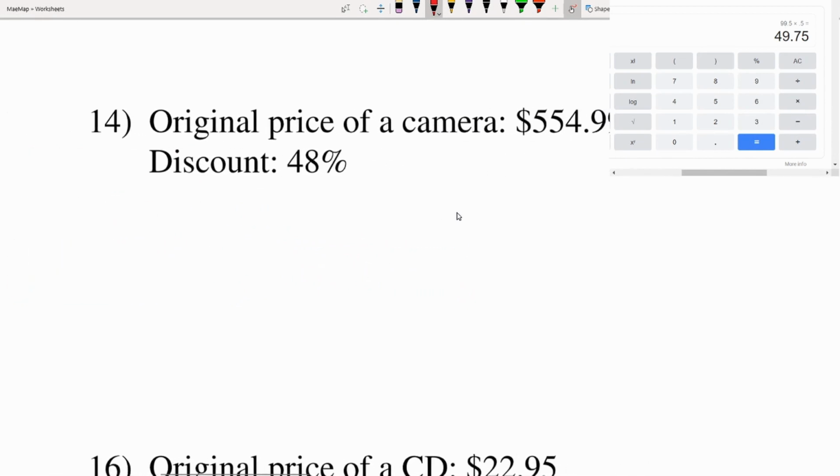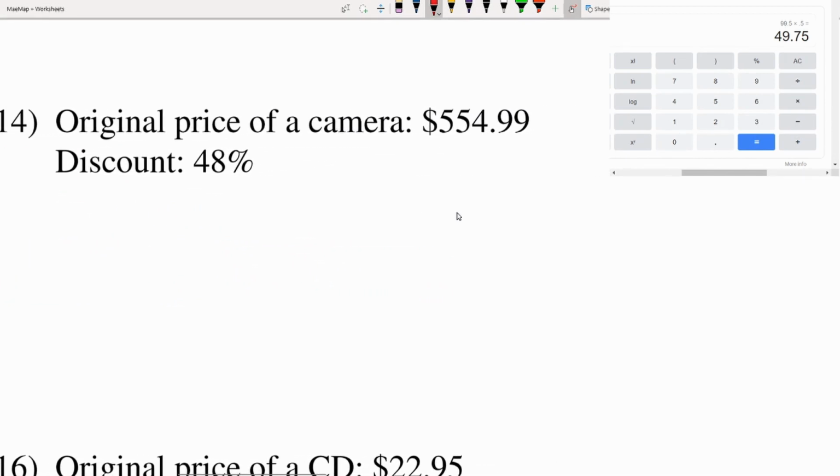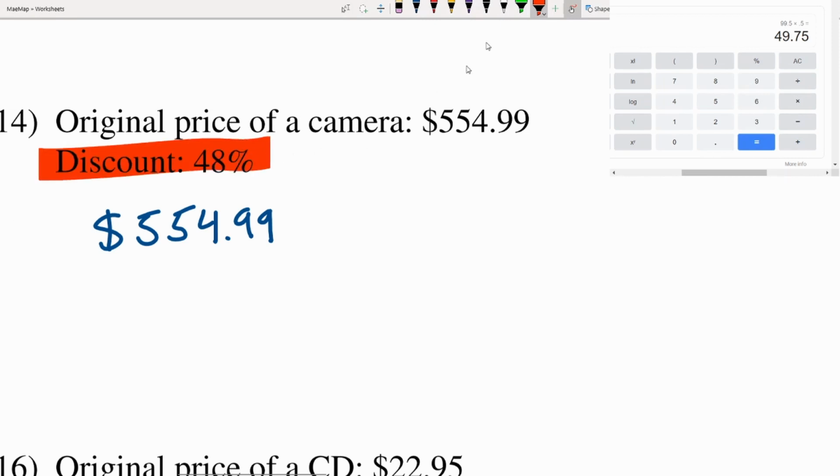For number 14, the original price of a camera is $554.99, and it's got a discount of 48%. So that's 1 minus 0.48.